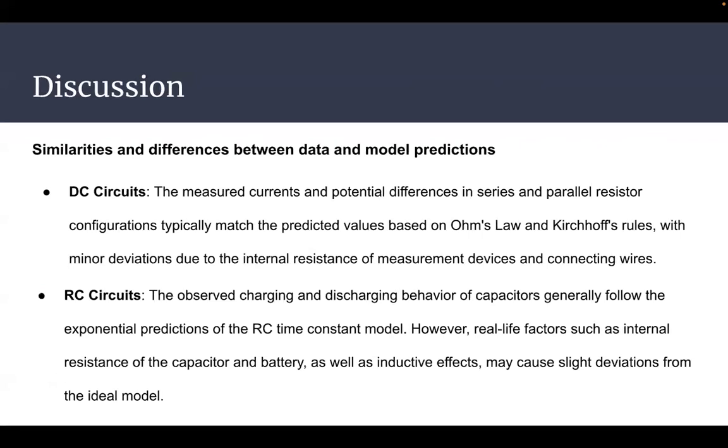For DC circuits, the measured current and potential difference in series and parallel resistor configurations typically match the predicted values based on Ohm's law and the other laws. For RC circuits, the observed charging and discharging behavior of capacitors generally follows the exponential prediction of the RC time constant model.